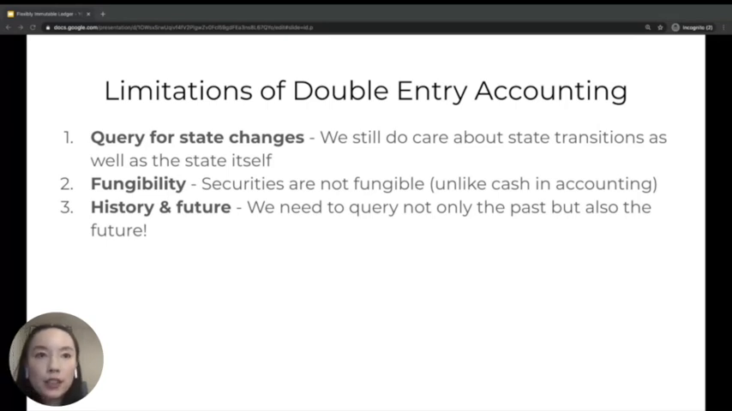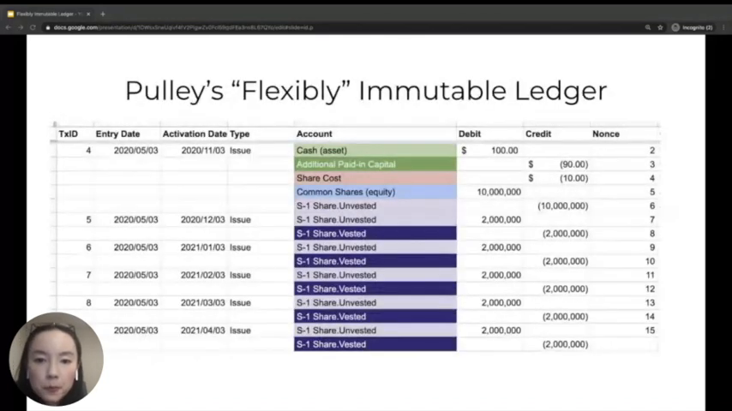The next is fungibility. Most of the time when you're building a ledger, you're dealing with entities that are fungible, such as dollars, but securities themselves are not fungible. So we needed a different way to model this. And the third is time. As we mentioned, we need to record not only the past, but also the future. Double entry accounting systems only record things that have already happened. So we needed to build a different system to handle that on Pulley.